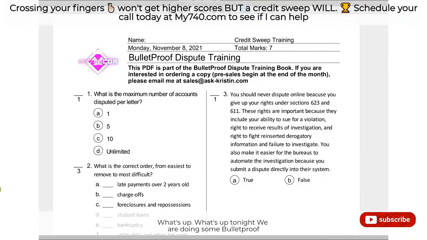What's up? Tonight we are doing some bulletproof dispute training. Now, this is actually part of something much, much bigger, okay? So this PDF is part of the bulletproof dispute training book, okay?